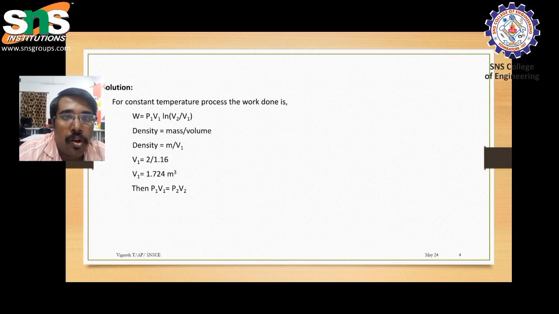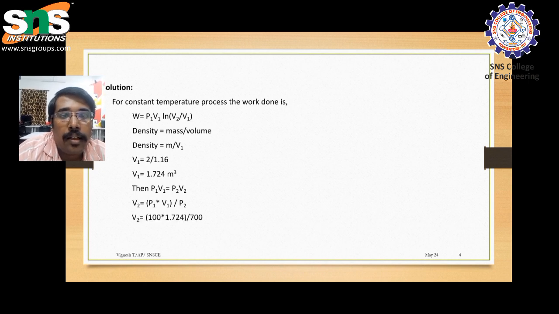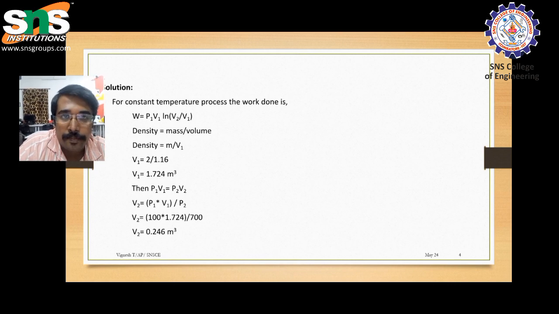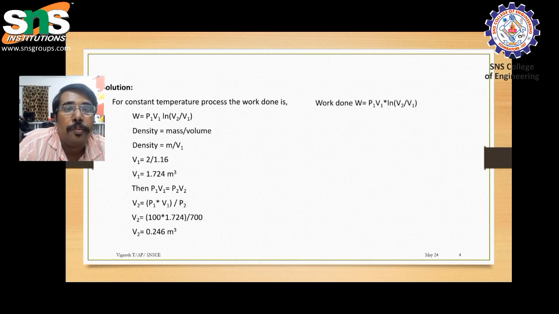Then the formula PV is constant, right? So P1 V1 is equal to P2 V2. There are two stages, initial stage and final stage. We have to substitute the P1, V1 and P2 values in order to get V2, that is the volume at the end of the compression. If you substitute these values, you get the volume at the end of the compression as 0.246 meter cube. So there is a change in volume, right? V2 is lesser than V1 because during the compression process volume gets reduced.